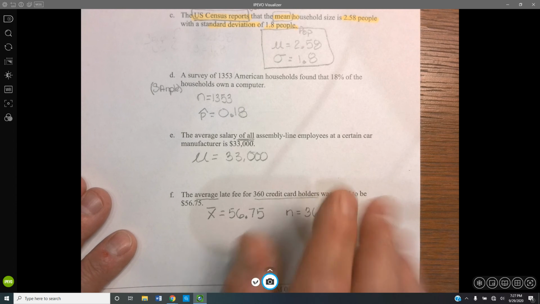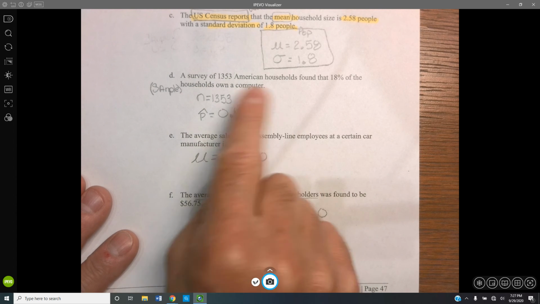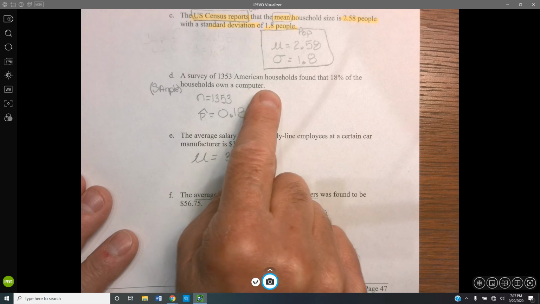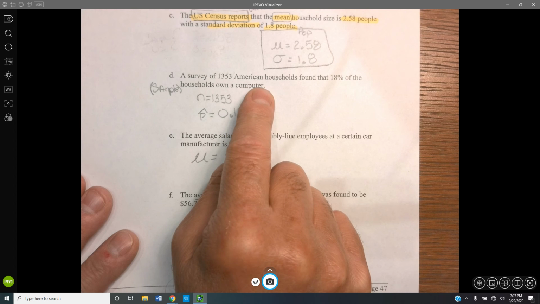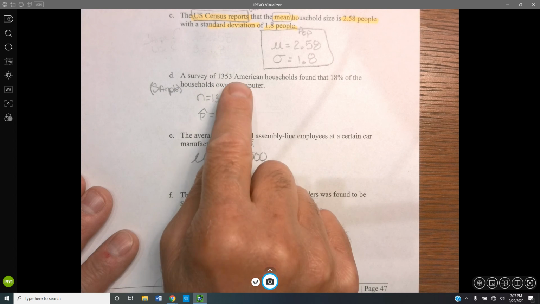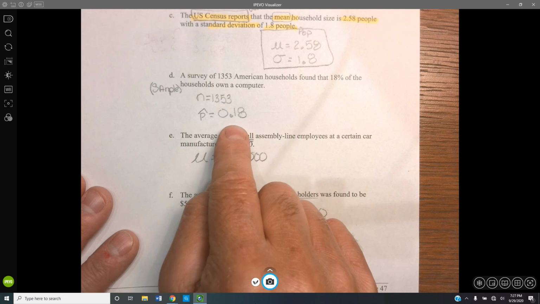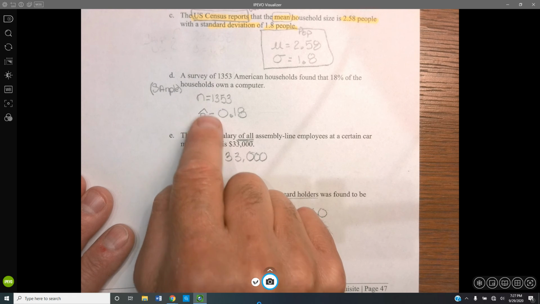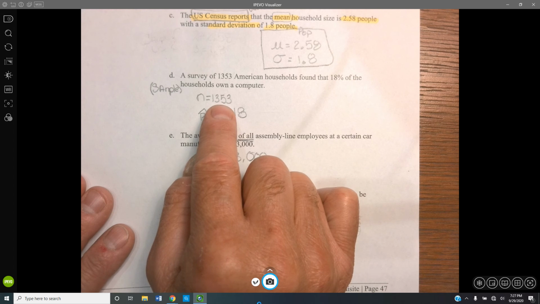Letter D. I have a survey of 1,353 Americans. Well, we know there's way more than 1,353 American households. It found that 18% of the households own a computer. So my sample is 1,353, and my p hat value, 18%, converts to 0.18. It's a sample piece of data, and these are my statistics. If it said all Americans, it would be big N.